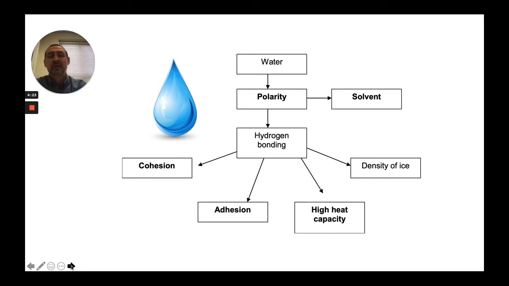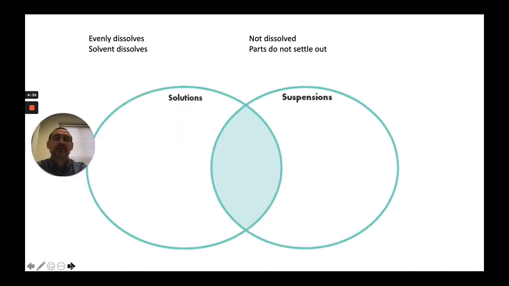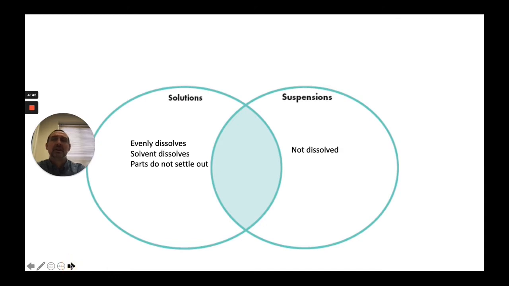These properties, like cohesion, also cause things like surface tension, which allow things to rest on the surface of the water. As mentioned before, water is a solvent. That means it dissolves things. When water, the solvent, dissolves some solute, that makes a solution. Suspensions are when the solute does not dissolve. In fact, it will settle out.